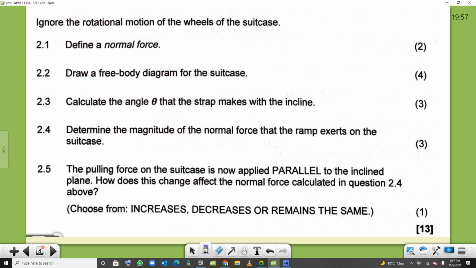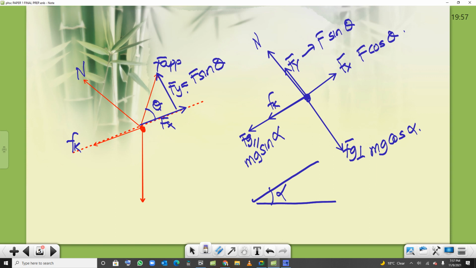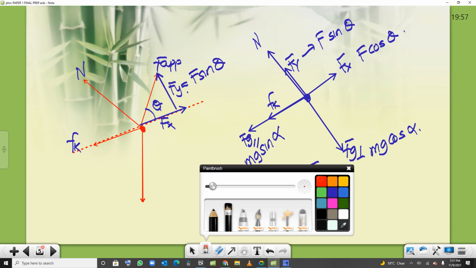Let's go check. Examiner says calculate the angle theta that the straps make with the incline. By the way, we're moving at constant what? Velocity. So we know that acceleration is equal to 0. Please ask yourself, which forces are directly linked with the object in terms of its direction of motion? Which ones are controlling the object? It's the horizontal what? Forces. These are the forces. That's what you ask yourself, guys.